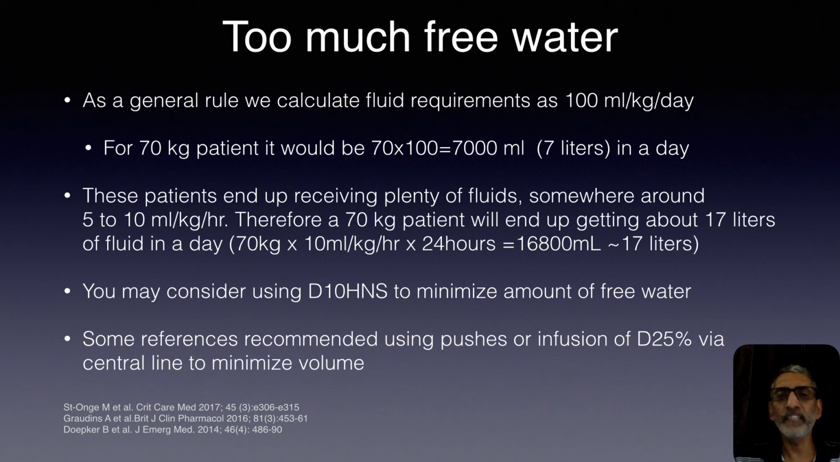But in these patients, when they're suffering from acidosis, they end up receiving anywhere from 5 to 10 ml per kg per hour. So if you consider the same 70 kg patient, based on 10 ml per kg per hour, this patient will end up getting 17 liters of fluid, and that's a lot of free water actually. So in order to minimize the volume, you may consider using an alternate solution like D10 half NS to minimize the free water. Some references actually recommend using infusion or pushes of dextrose 25% in water via central line.